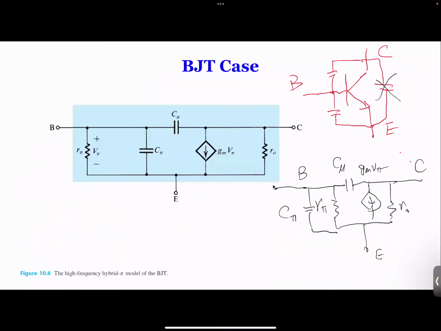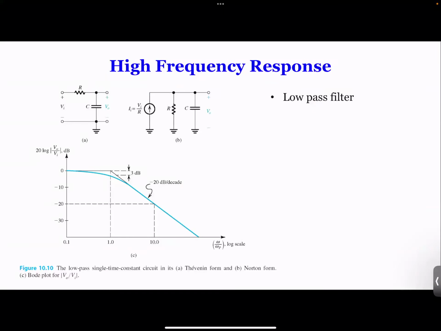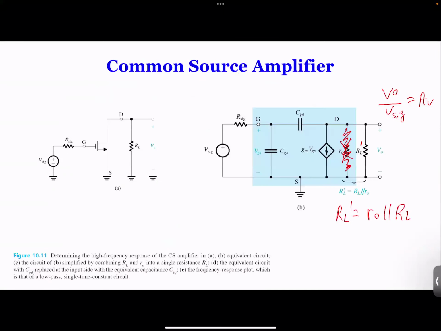And then we went on to the BJT, and it's the same thing, the only difference is that now we have r pi. In the MOSFET, there's no r pi, right? So that's the only difference, but the performance is essentially the same. And then we went on to look at the common source amplifier. For the common source amplifier, we look at the open circuit voltage gain. Now we have this RL'.